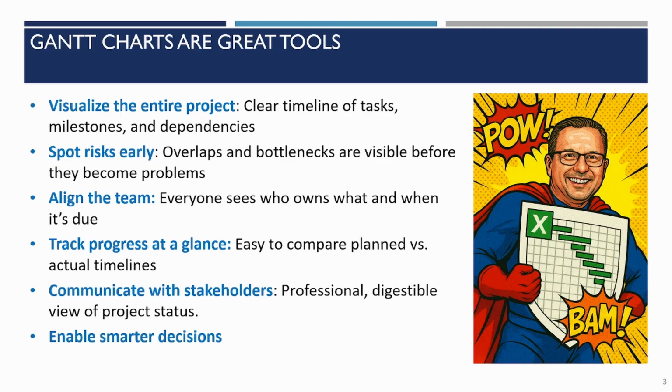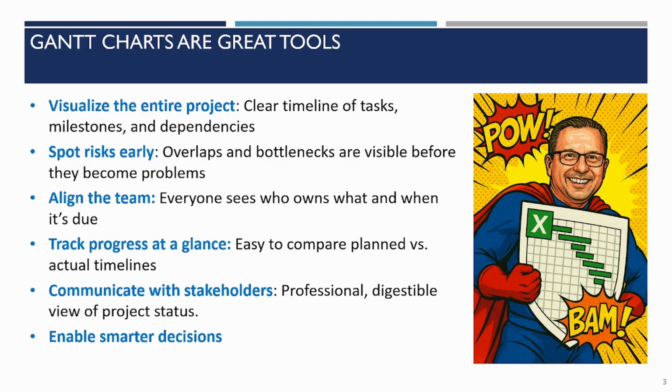First, you can visualize the project. I am a visual person. I don't want to read a 1,000-line item project plan. A Gantt chart is a great way of seeing the tasks, the milestones, and the dependencies, but you can also spot overlaps and bottlenecks easily. Just by looking vertically, you can see where there's overlaps, and it helps you manage the work.